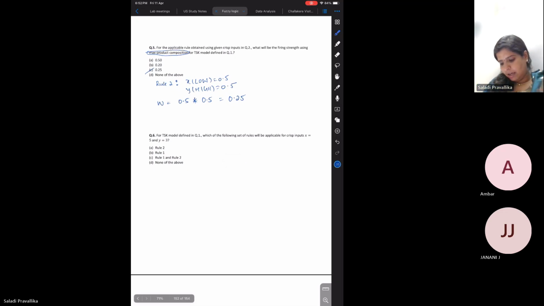Okay. And then we have the TSK model defined in Q1. Which of the following set of rules will be applicable for crisp inputs x equal to 5 and y equal to 3? Okay, go ahead and do this. I'll give you time till 7.